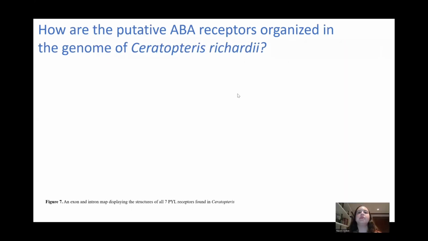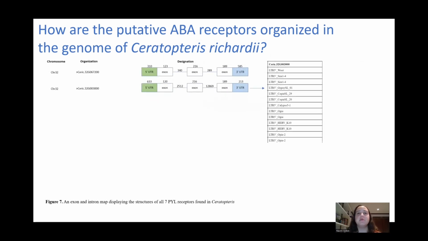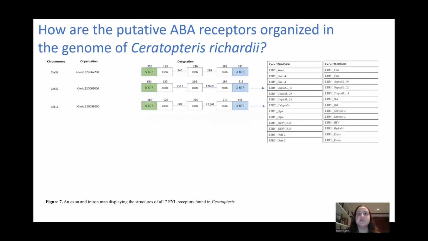The next question we wanted to study was where these ABA receptors are localized on the chromosome and how the gene is structurally organized. We found 2 ABA receptors on chromosome 32 with variations in intron and exon lengths. One of them contained a putative retrotransposon sequence in the intron. Similarly, an ABA receptor was also found on chromosome 12. This ABA receptor had a similar organization to those located on chromosome 32, with more retrotransposon sequences found in the intron.